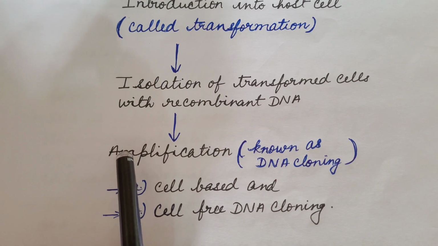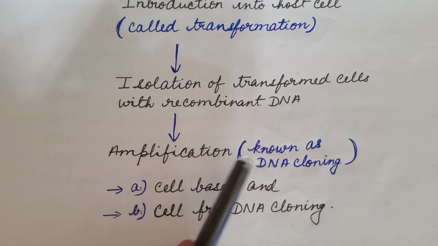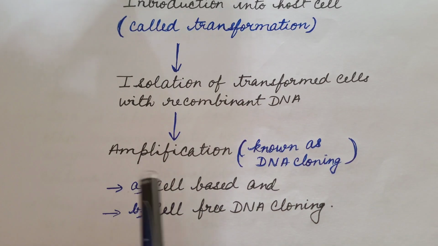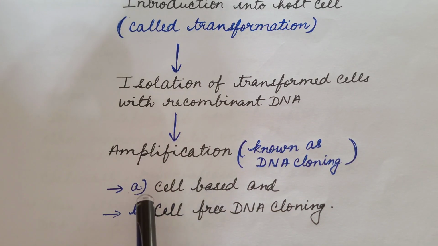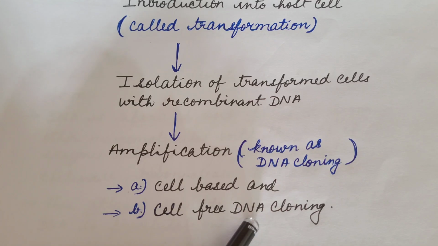And transformed cells with recombinant DNA are then amplified, known as DNA cloning. There are two methods of amplification, cell-based and cell-free DNA cloning. Cell-free DNA cloning is done by polymerase chain reaction, that is PCR, which we will discuss in a separate video.